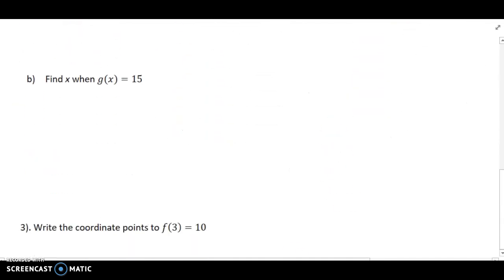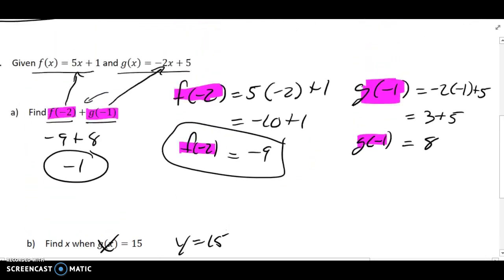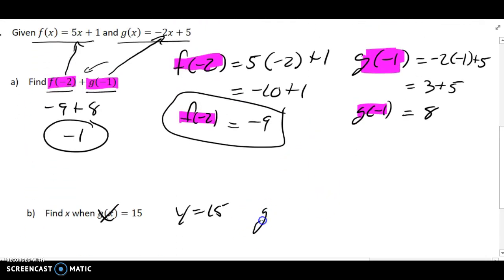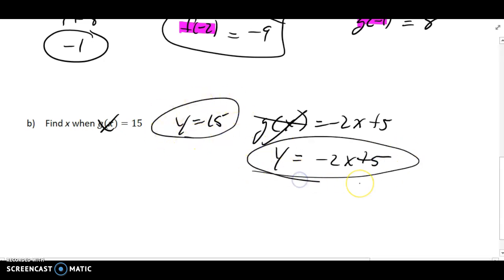So this one's a little interesting. To help make sense of what's going on here, I'm going to cross this out and say y equals 15. Now g of x is all the way up here. G of x is -2x plus 5. So I'm going to cross out g of x and write y instead. And now this should make sense, because we're just going to put a 15 in for y.